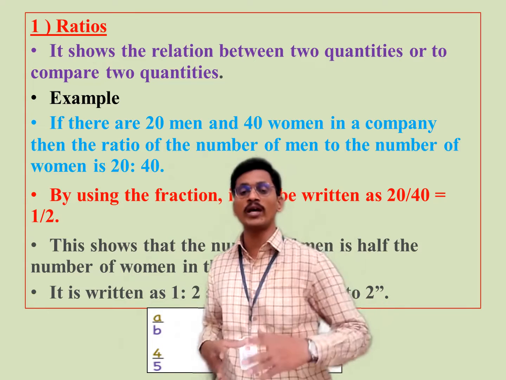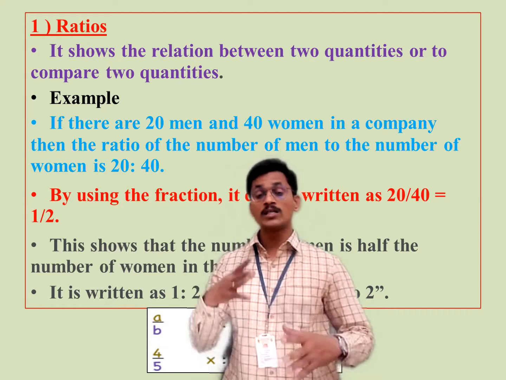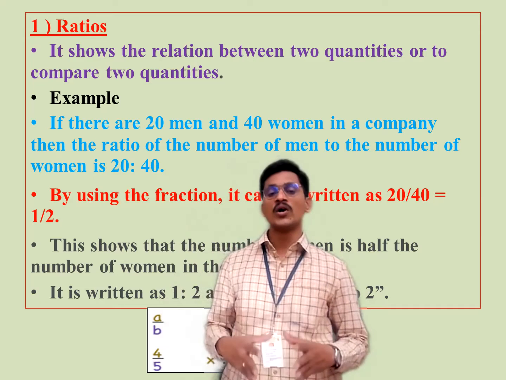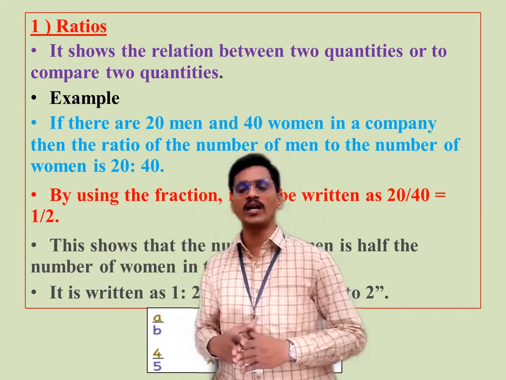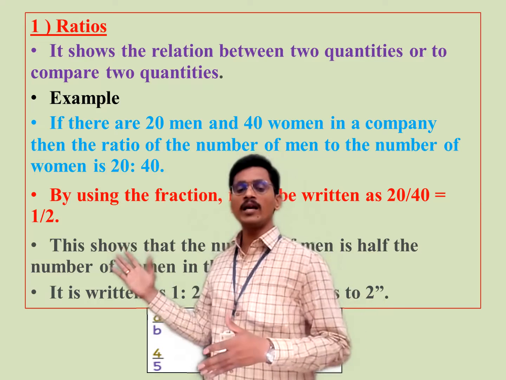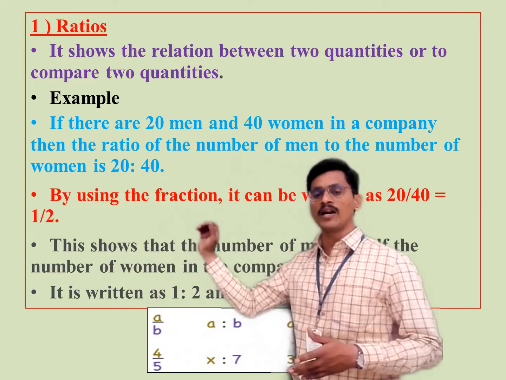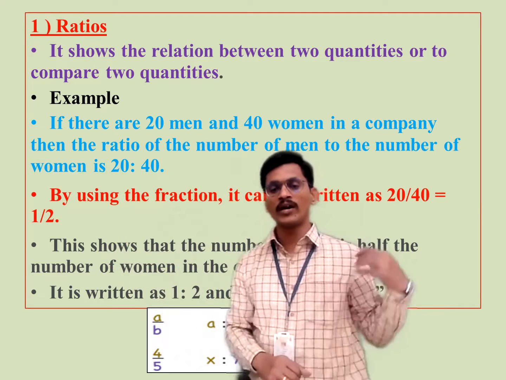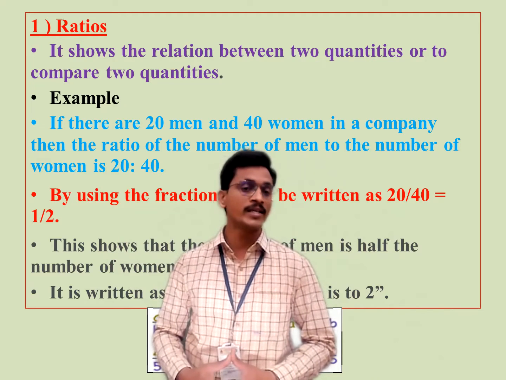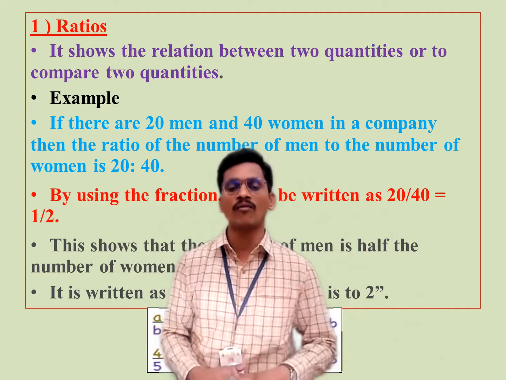And dear students, in a ratio the sequence matters: first men is to women. At that time, first we have to take the number of men only. Sequence is very much important because 20:40, after simplifying, we will get 20/40. 20/40 means 1/2, if you write it in its simplest form. It is half.